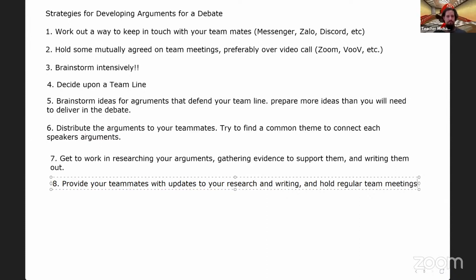Okay, and number 8 is provide your teammates with regular updates on your research and your writing, and hold regular team meetings. Debating, at least the AP format, is very much a team sport. So if you're not communicating with your teammates, even the slightest change to one of your arguments matters. Let's say in the last team meeting, you decide to write arguments 1, 2, and 3 for your speech. But you can't find any information on argument 3, so you need to add argument 4. So now you've ended up with 1, 2, and 4.